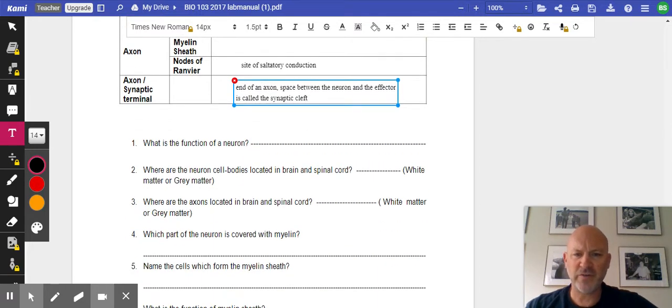So what is the function of neurons? Send signals.